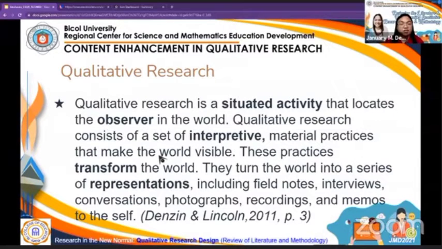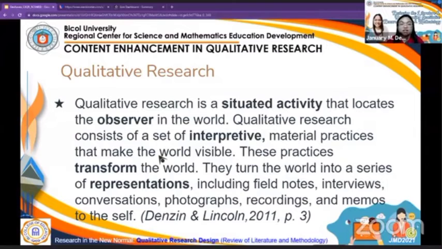They defined qualitative research as a situated activity. I highlighted situated activity that locates the observer in the world, meaning you as the researcher. Qualitative research consists of a set of interpretive material practices that make the world visible. So, an interpretive perspective. And these practices transform the world. That term is transform the world. So they turn the world into a series of representations. That is why, if you have read the book of Crotty, he highlighted symbolic interactionism in that particular book. They turn the world into a series of representations, which include field notes, interviews, conversations, photographs, recordings, and memos to the self.